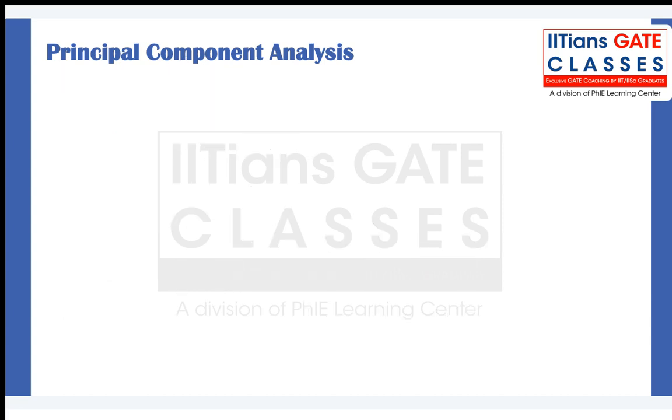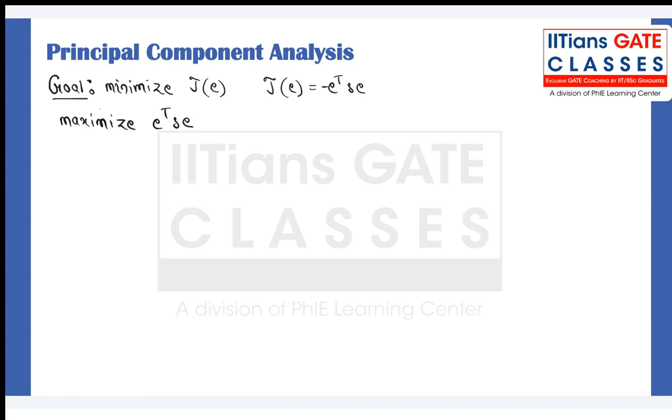Now, the other thing that you also have to know is that my goal is to minimize J of E, which is nothing but minus E transpose SE. So I can also say that if you want to minimize minus E transpose SE, I can also maximize the negative of it, which is E transpose SE. Instead of minimizing minus E transpose SE, I can maximize E transpose SE, correct?